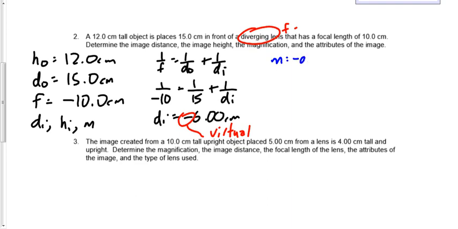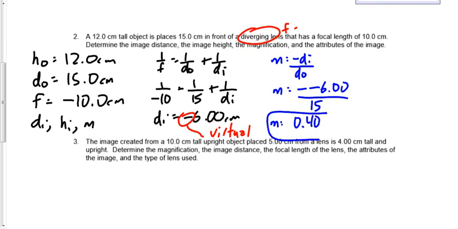Then we use our magnification equation. M is equal to negative DI over DO. Negative 6, because DI is negative, take the negative of that, divide it by 15. That gives us a magnification of positive 0.40. A magnification that's less than 1 means that the image is smaller, and a magnification that's positive means that it is upright.